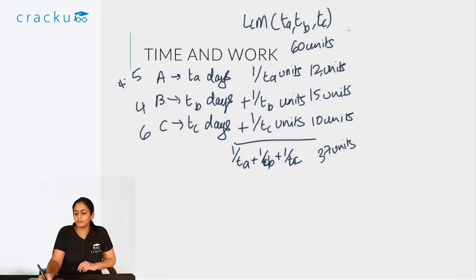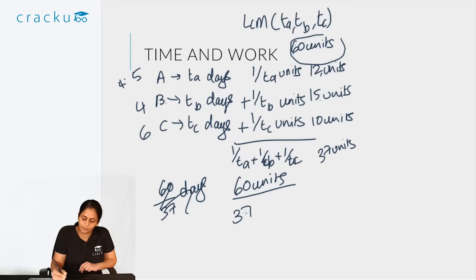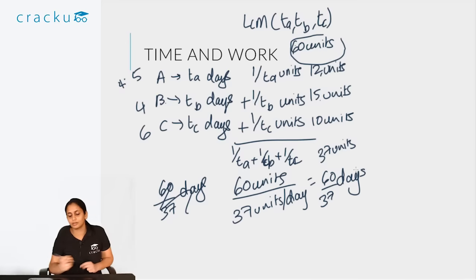So the time taken by them to complete the entire work would be 60 by 37 days. That is essentially 60 units divided by the efficiency, or the speed of doing things, that is 37 units per day. That is 60 by 37 days. So this is the basic fundamental of time and work.